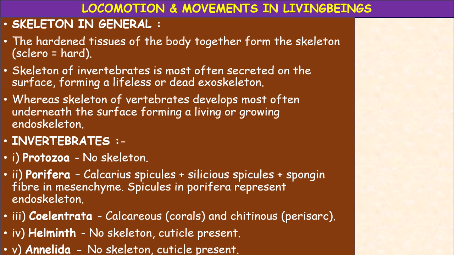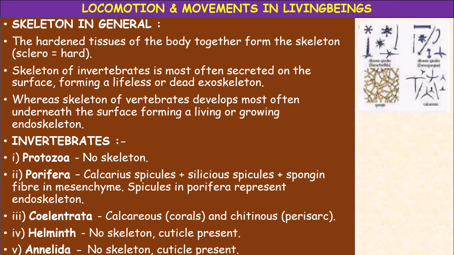Next, annelids. Annelids means earthworm, leech. These are the examples. Helminths, for example intestinal parasites like roundworm, tapeworm, come under helminths. So, there is no skeleton in them, whereas in annelids also no skeleton, only a cuticle, a tough protective layer, is present on the outer surface of the body. So, in annelids also cuticle.